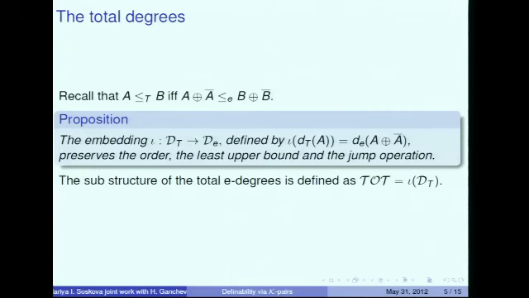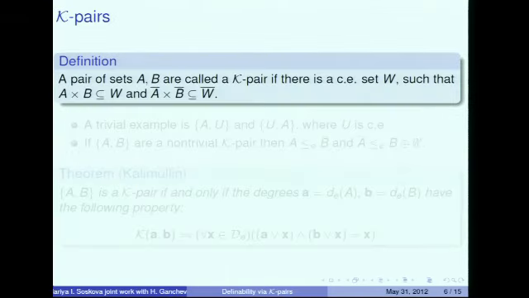Now let's move on to K-pairs. The notion of Kalimullin pair was defined by Kalimullin. We call them K-pairs. He had a different name for them. And the definition is very simple. A pair of sets A and B is a K-pair if there is a c.e. set W such that A times B is a subset of W, and the complement of A times the complement of B is a subset of the complement of W.